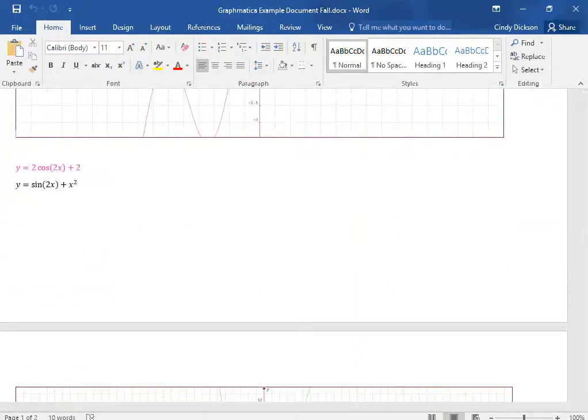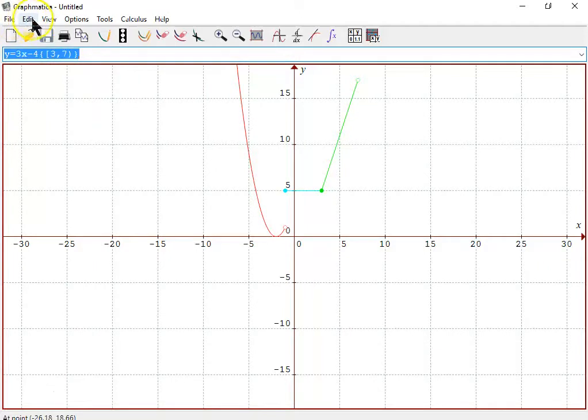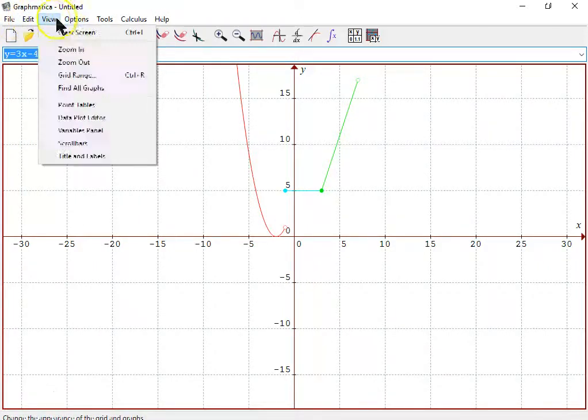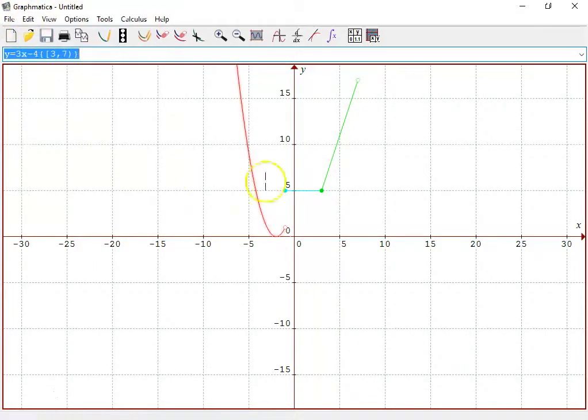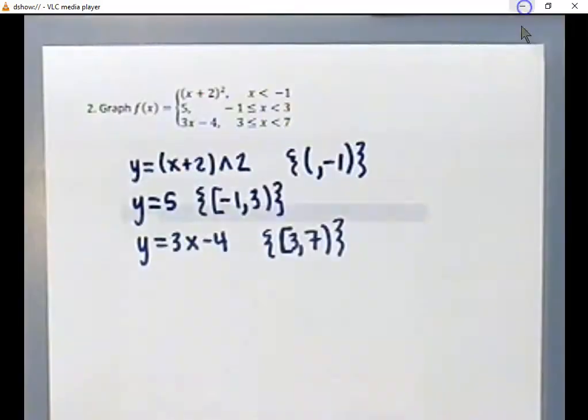So that's Graphmatica. It's pretty easy to use. You can come up, look up here. There's different option settings you can put it on. I usually just use the basic one, but zooming in and out will help there as well. Okay, any questions on either of those?